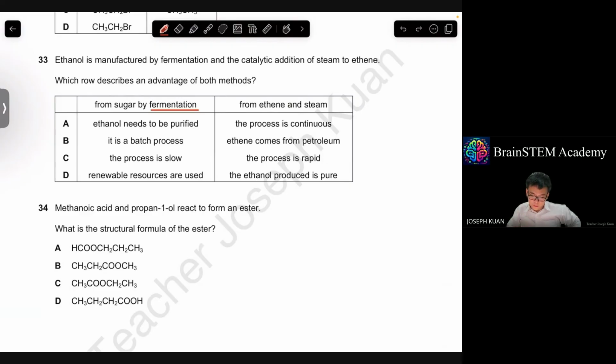Fermentation, you need to purify the ethanol, definitely, because the yeast actually produce a lot of nasty products. It's a batch process, correct? So A and B are more like disadvantages. Slow also, 3 is also a disadvantage. So in terms of advantage, we know that's D.